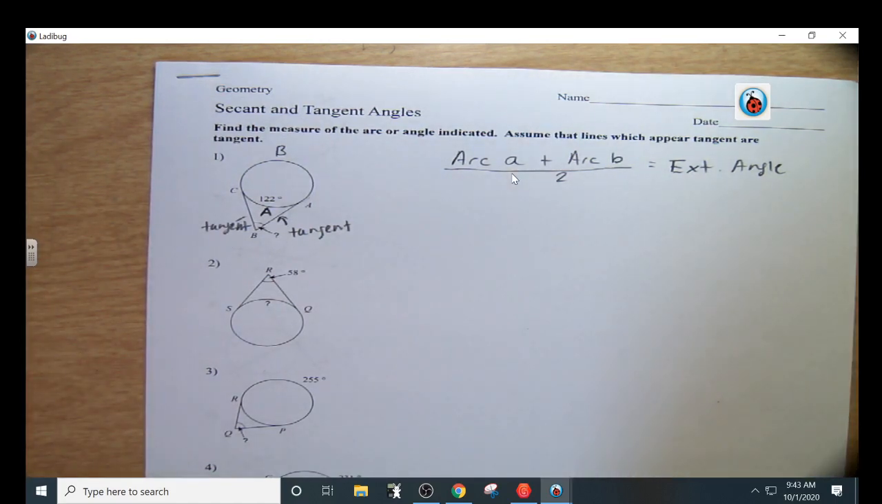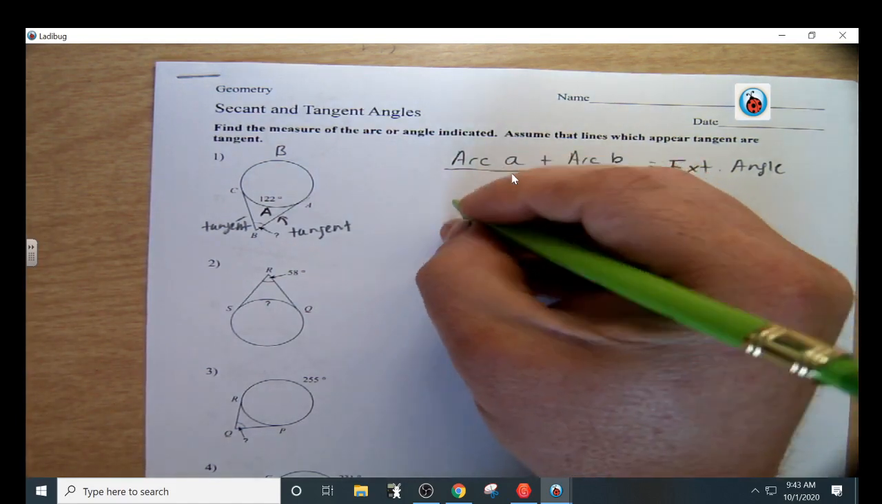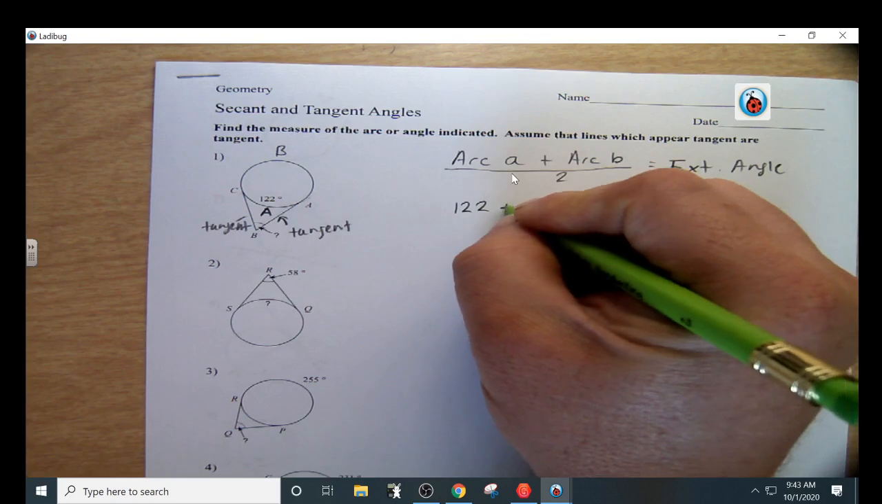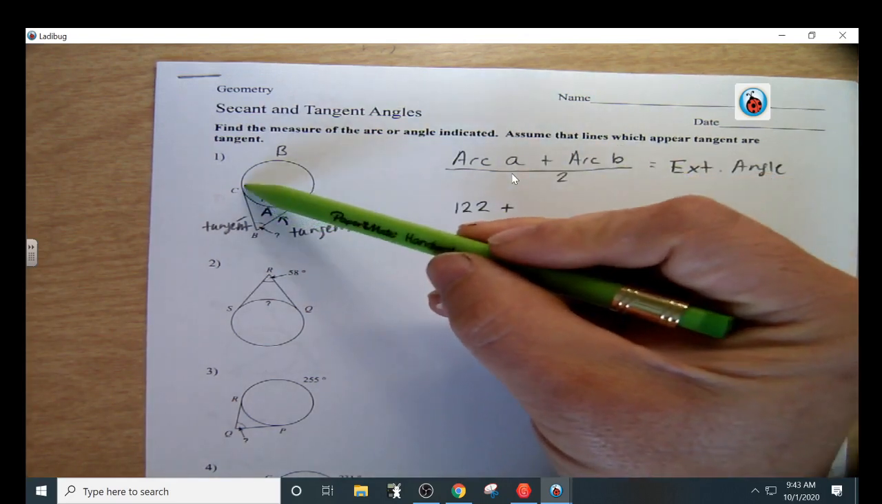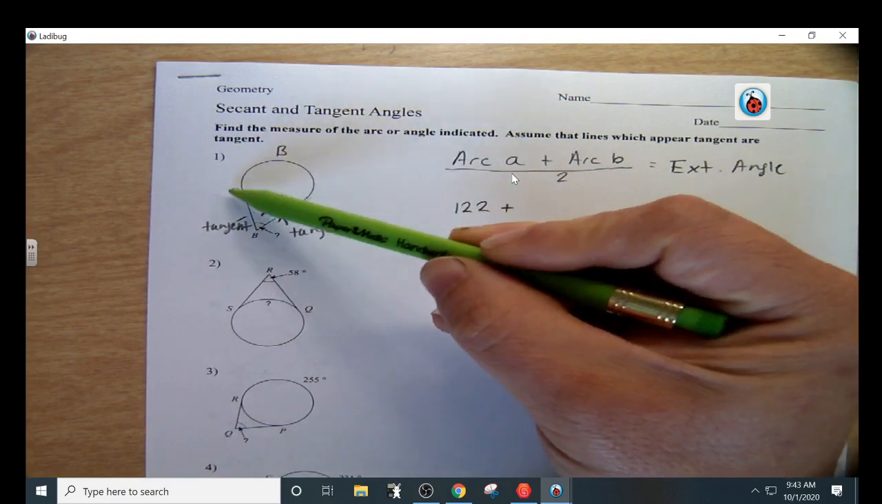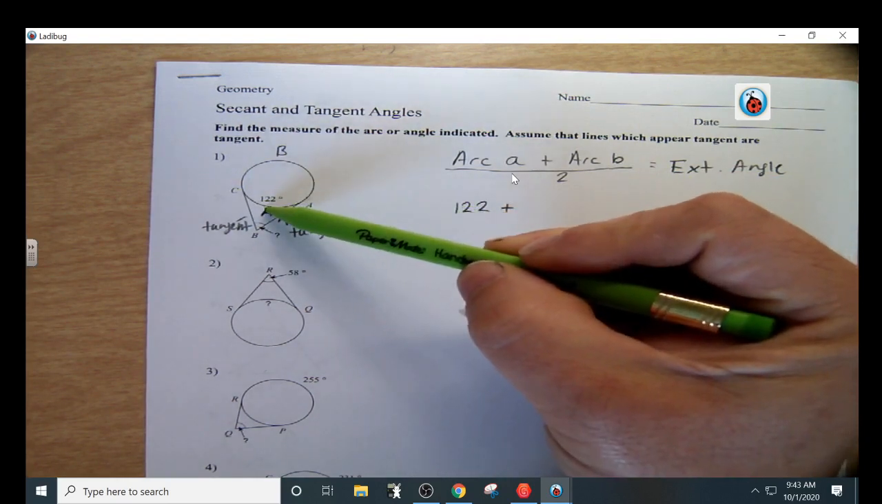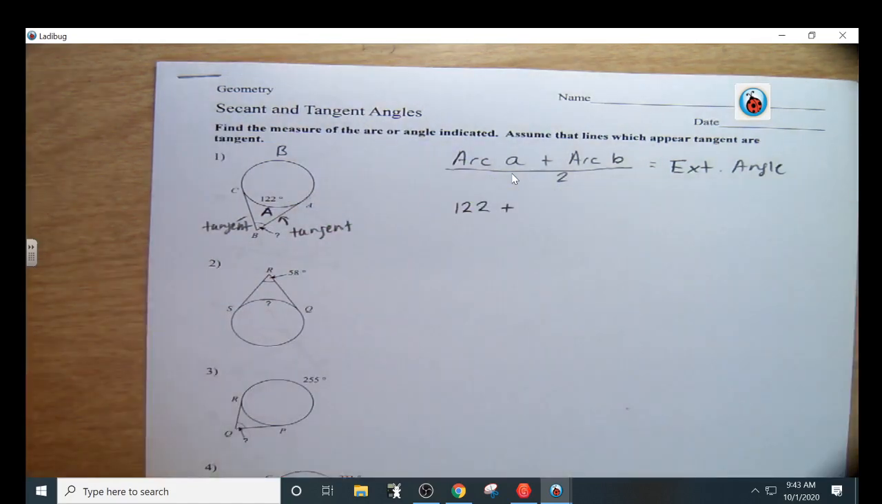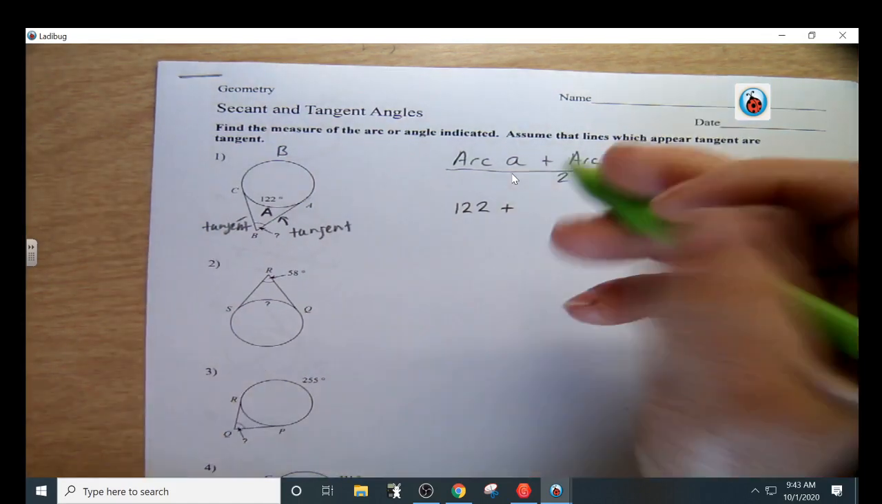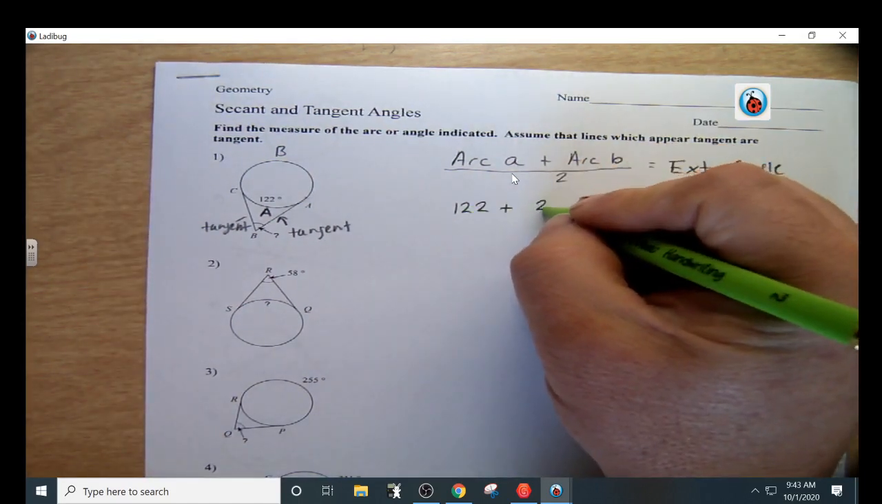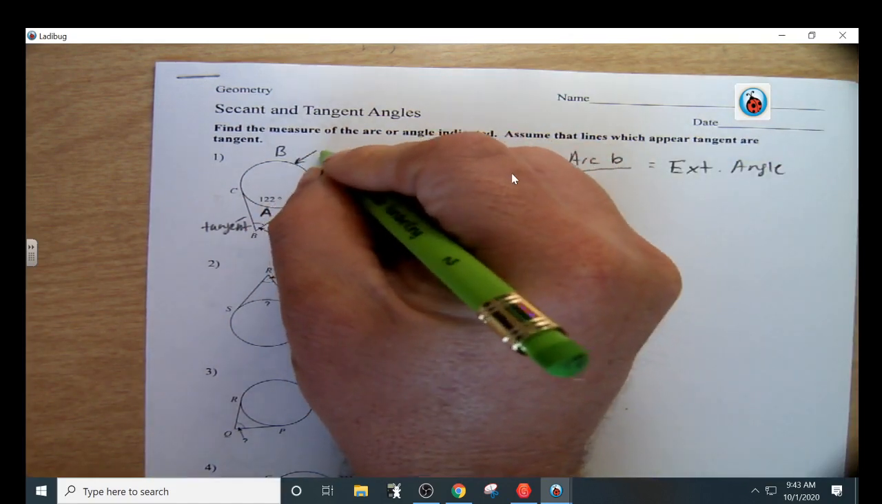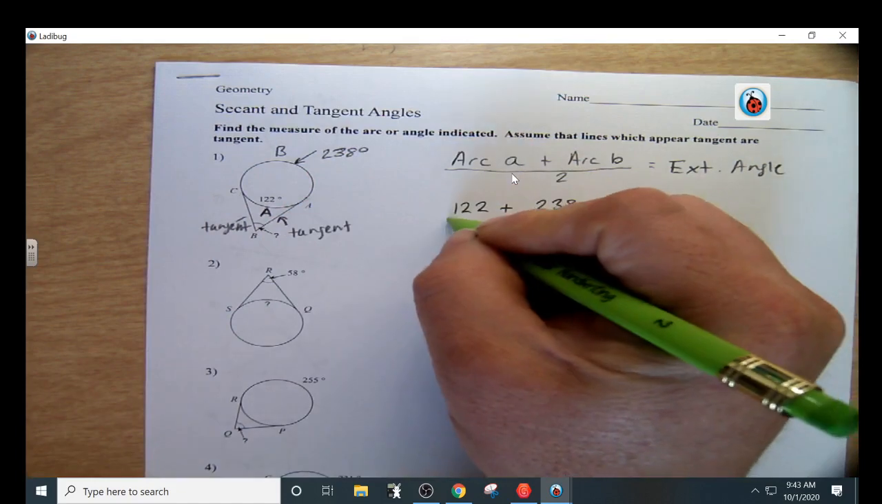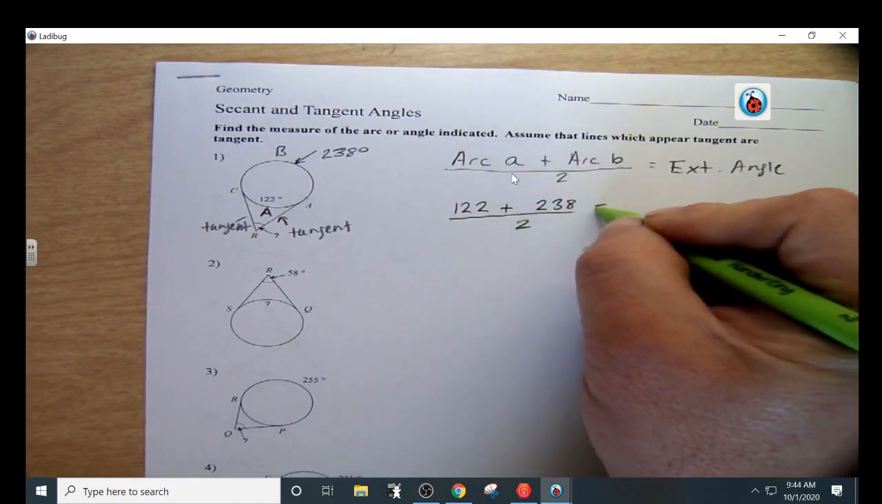Okay. So now, arc A is 122. Now, arc B, guys, what you're going to have to do, if this is 122, the whole circle is 360. To get arc B, you're just going to subtract those two, and that will give you arc B. So 360 minus 122 is 238. So 122 plus 238. Arc B here is 238, divided by 2 equals the exterior.